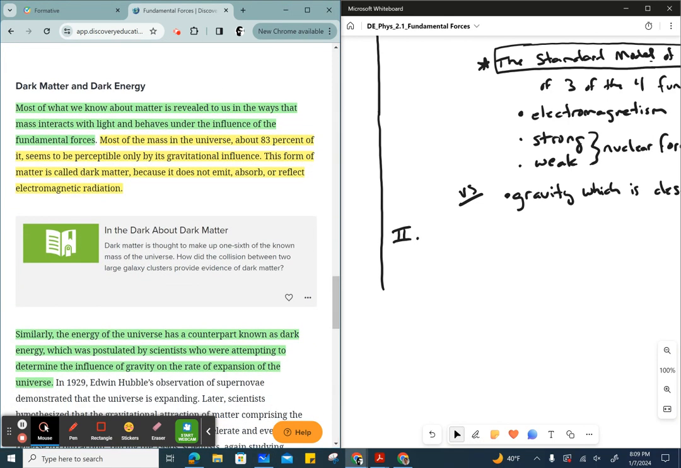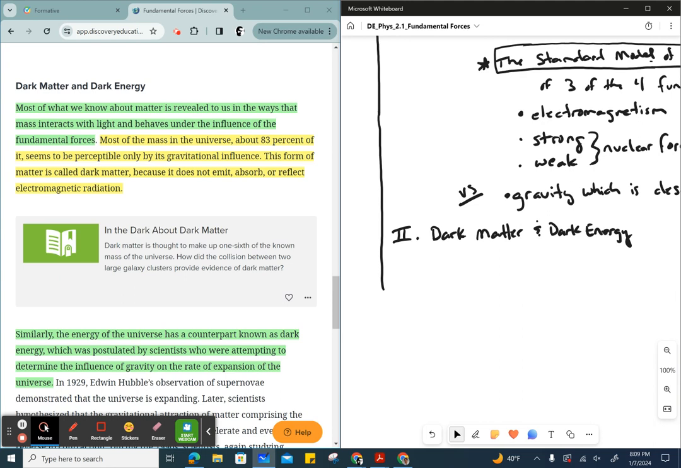Now let's talk about dark matter and dark energy. This is what actually makes up most of our universe. What the heck is it, right? Dark matter and dark energy. Certainly sounds like something out of a science fiction movie, right?